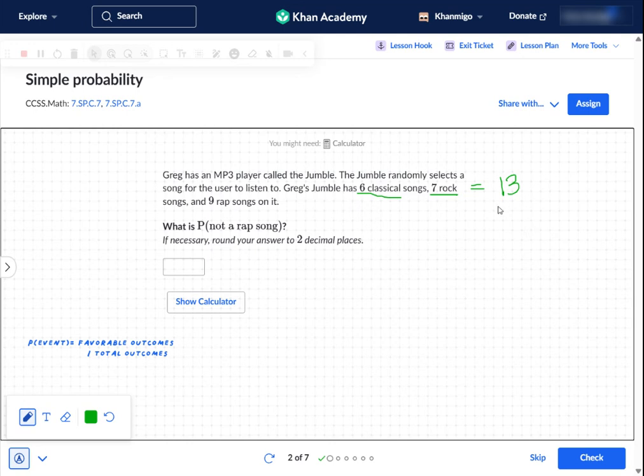So we'd have to do 13 plus 9, right? And that should be 24. Just gonna double check. 13 plus 9. This is why we double check. It's gonna be 22. There's a calculator too, if you need it, like me. 22 is the total number of outcomes, right? There's the classical songs, the rock songs, and the rap songs, all of them together. And then we can plug that in the calculator.